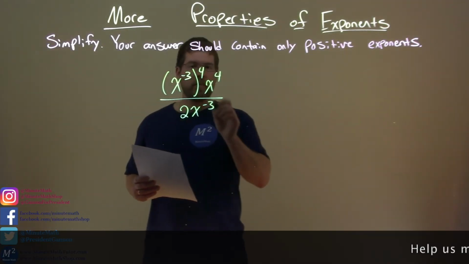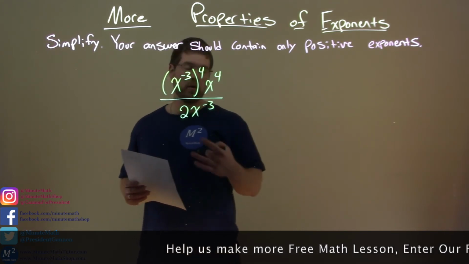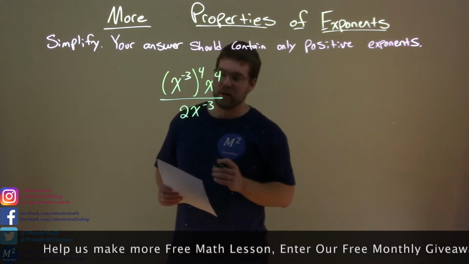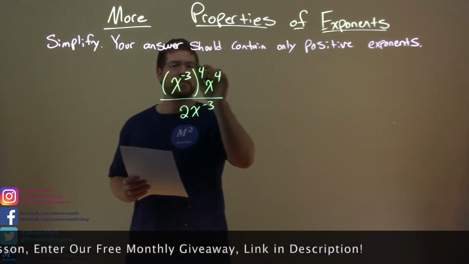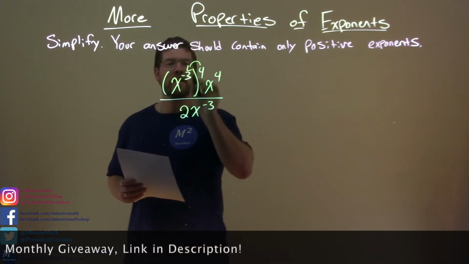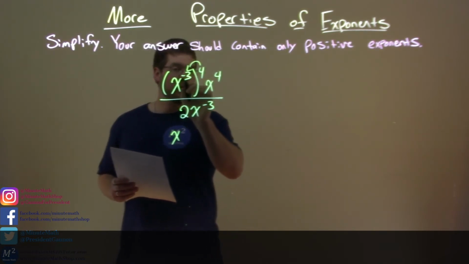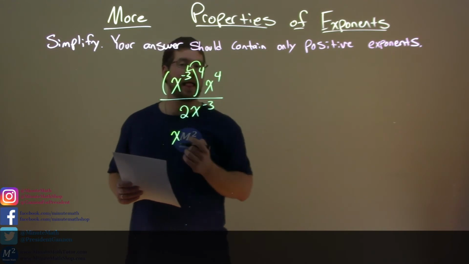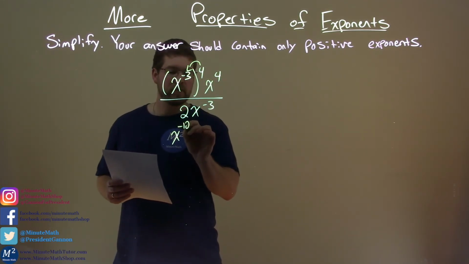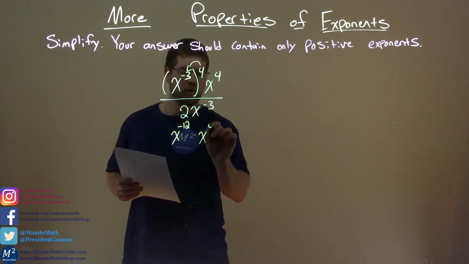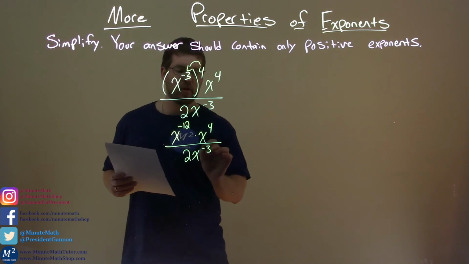Next: x to the negative 3rd power, all to the 4th power, times x to the 4th power, all over 2x to the negative 3rd power. What do we need to do here? Well, first thing I'm going to do is actually distribute this 4th power exponent inside here. So we have x to the negative 3 times 4. Remember, we multiply the exponents. So we have a negative 3 times 4, which is a negative 12, times x to the 4th power over, we have 2x to the negative 3rd power here.